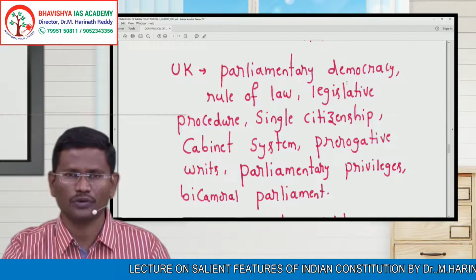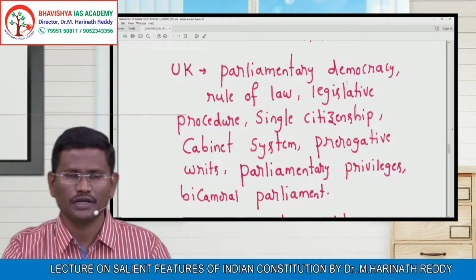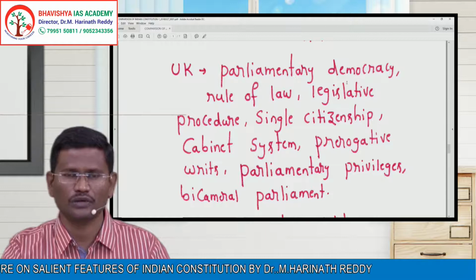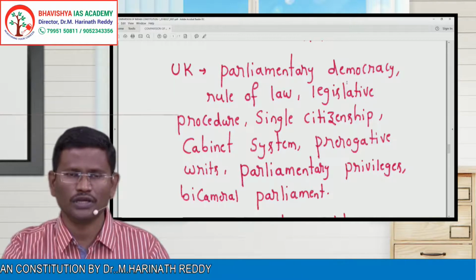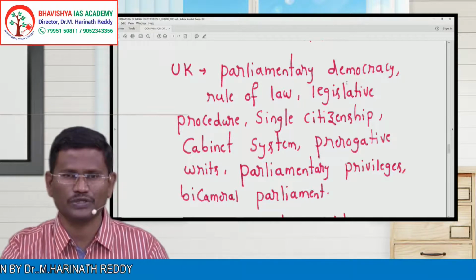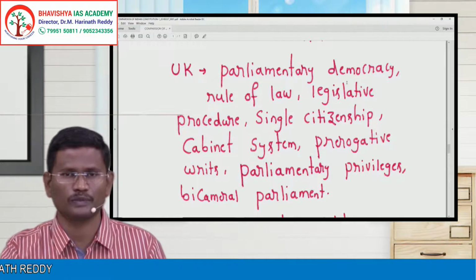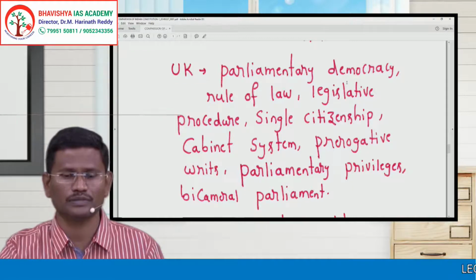I have already told you in the previous lecture that it is A.V. Dicey who gave the concept of rule of law in Britain. So even the Indian Constitution does contain the principle of rule of law. This is borrowed from Britain. It got developed in Britain.